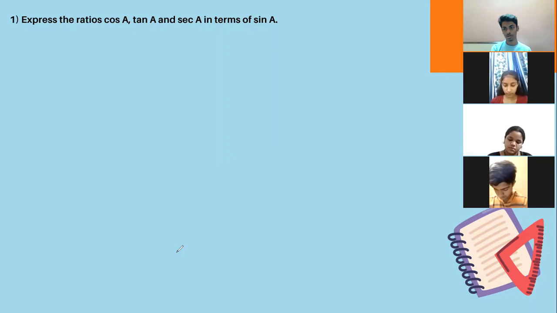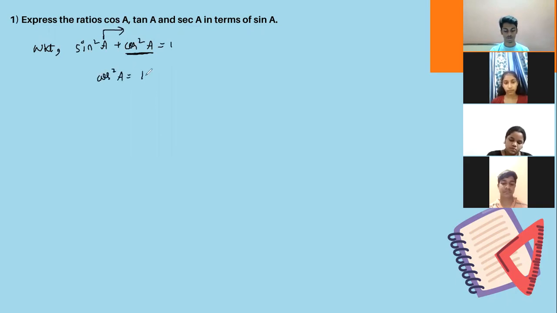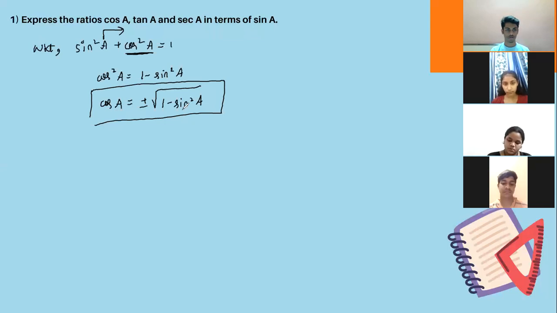How do you do this? You have to express cos in terms of sine, tan in terms of sine, and secant in terms of sine. First of all, we'll use the standard identity. We know that sine square A plus cos square A is equal to 1. We have to express cos in terms of sine, so send the sine square to the other side. Cos square A is equal to 1 minus sine square A. So cos A is equal to plus or minus square root of 1 minus sine square A. So we can see that cos A is represented in terms of sine A.